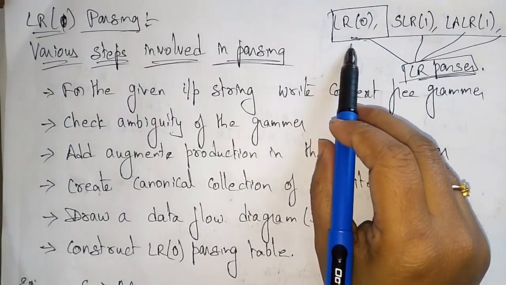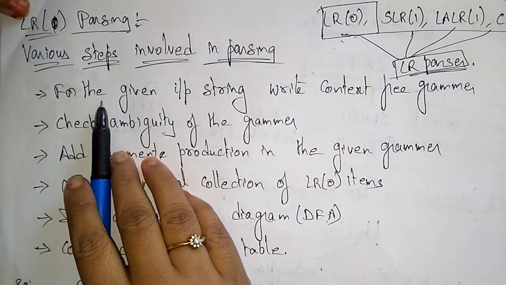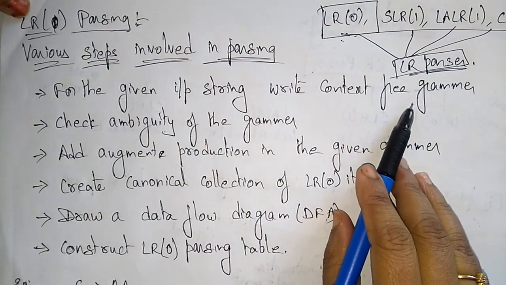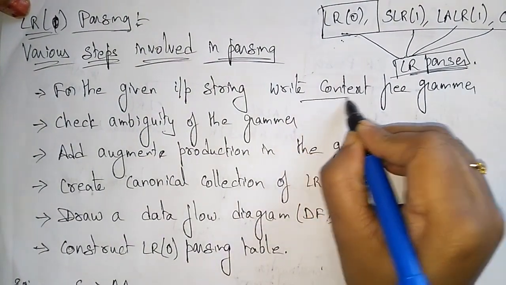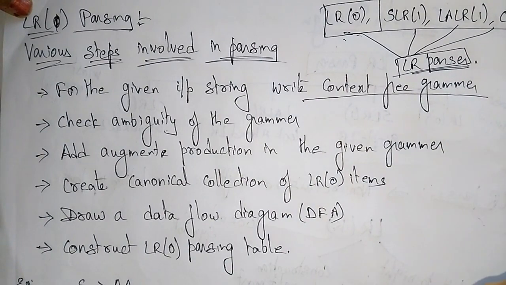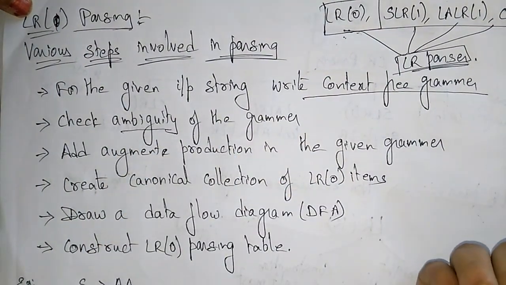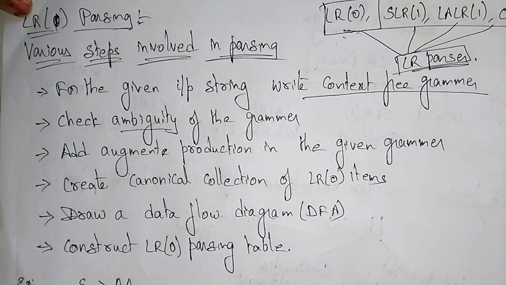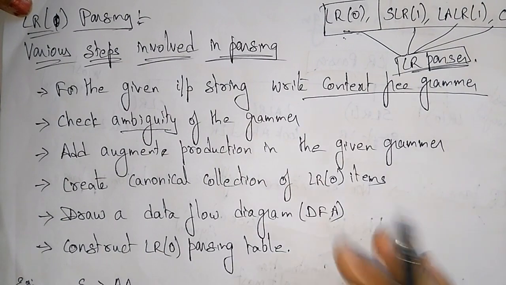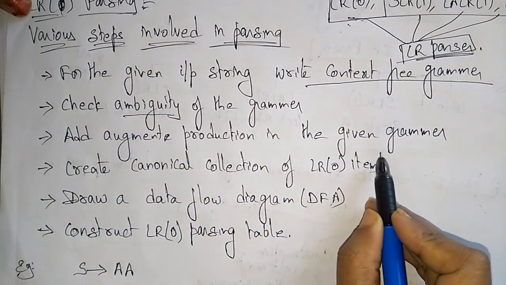To construct an LR0 parsing table, you need to follow these steps. The first step is, for the given input string, write the context-free grammar. Whatever grammar is given, you have to check whether it is a context-free grammar or not. Next, check the ambiguity of the grammar. If there is any ambiguity, try to remove it, meaning if more than one tree is generated, remove the ambiguity of that grammar. After that, add the augmented production to the given grammar.